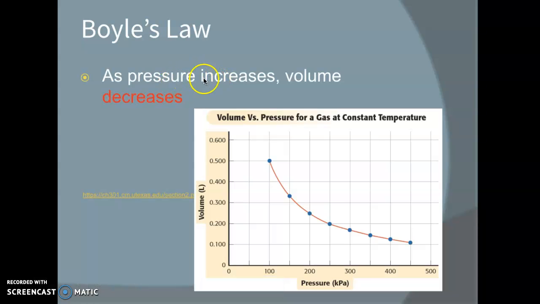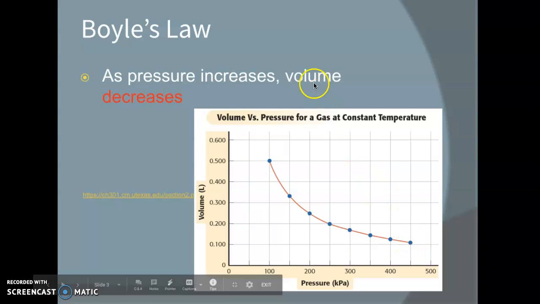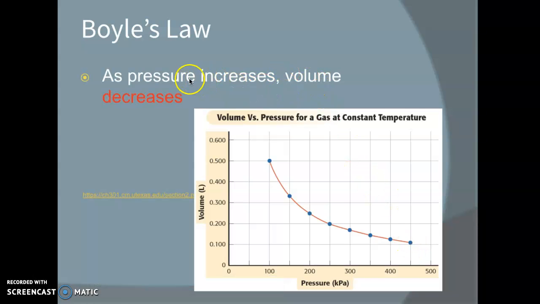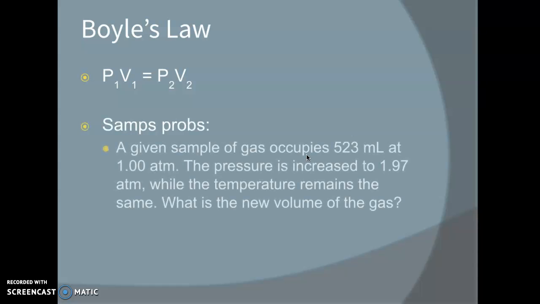Saying it this way is kind of weird. As pressure increases, volume decreases, but it's more like an inverse relationship. So if I have a high pressure, then my volume will be low, and so forth, at a constant temperature and amount of gas. Okay, so this is what Boyle's law would look like. You don't have to know this, but it's this idea that they are inversely proportional.